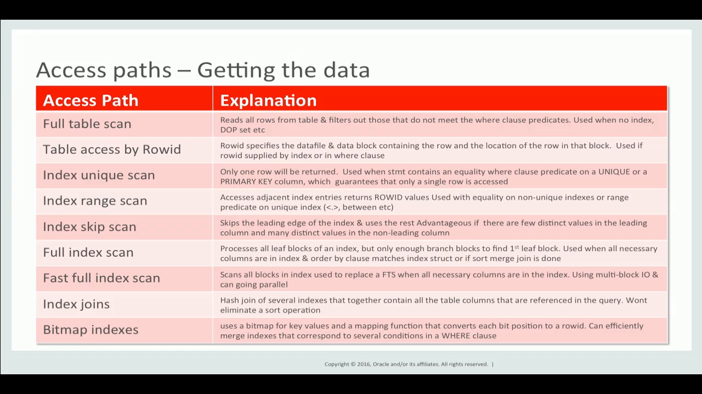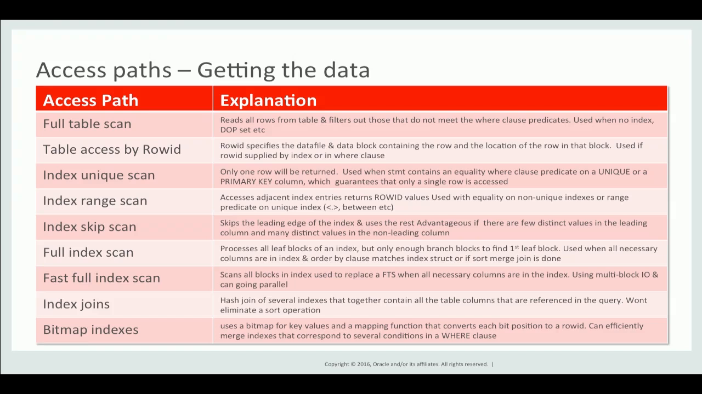Let's move on to index accesses, right? There's 7 of those. Index unique scan, one of the most beloved access methods, but much harder to show up in the plan than you think. When do we get an index unique scan? Exactly. You have to have a unique index to get an index unique scan.